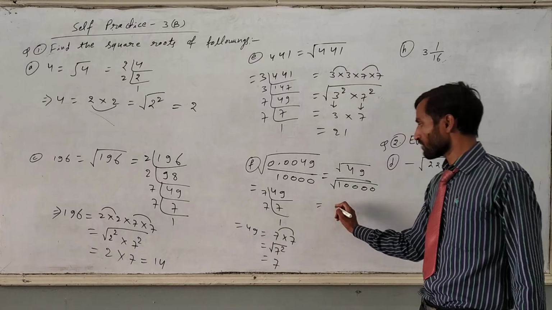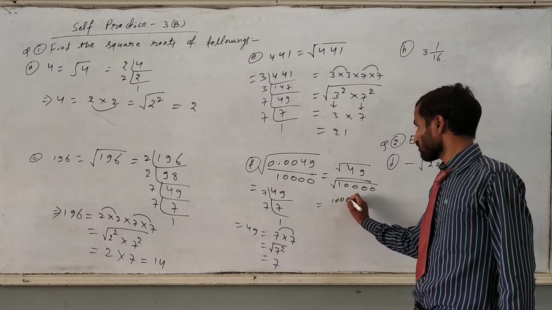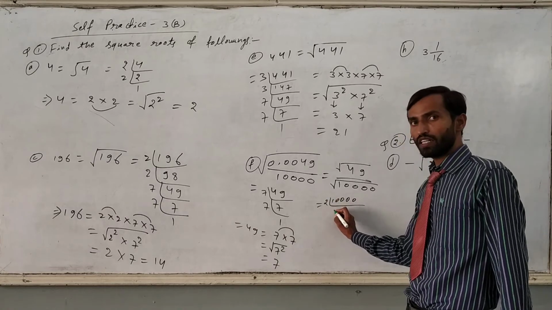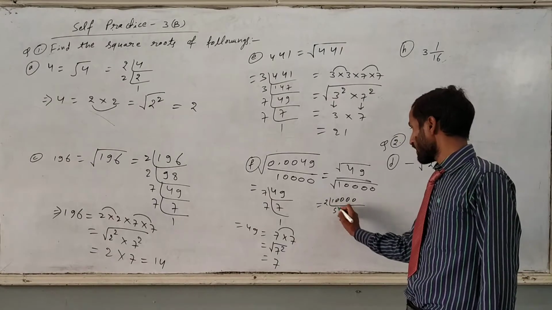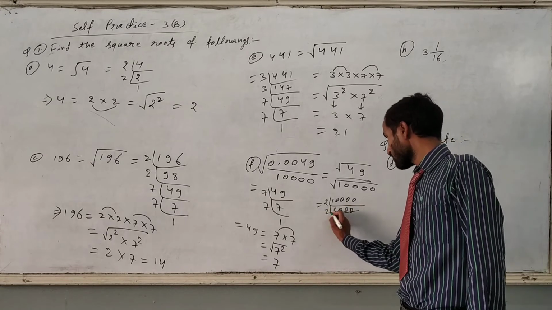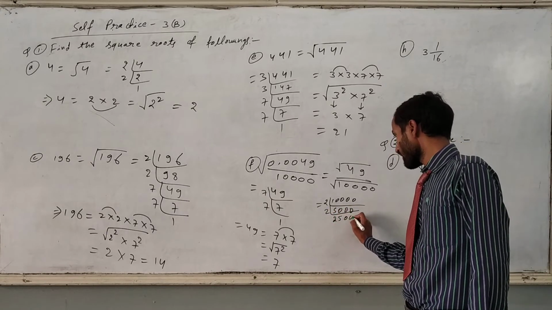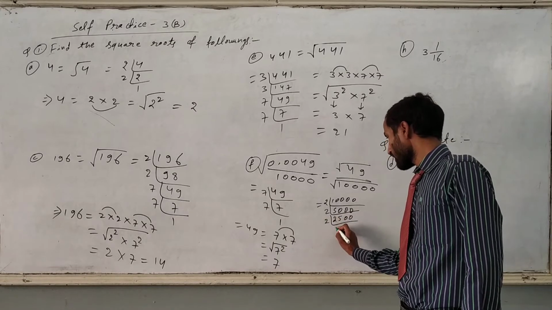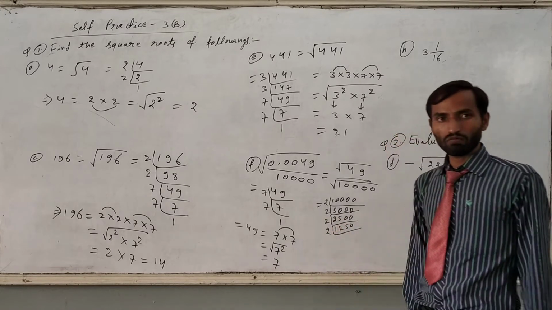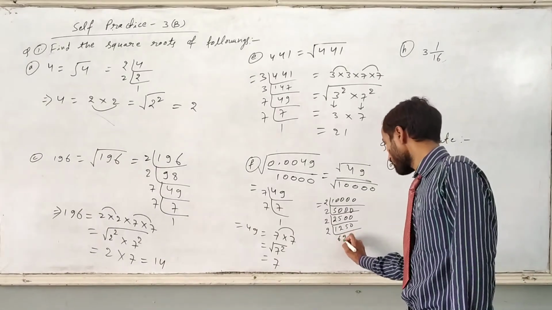So for that you have to factorize 10,000. It is an even number, so just divide by 2. You will divide 10,000 by 2, you will get 5,000. Again you will divide by 2, you will get 2,500, and then divide by 2, you will get 1,250, then divide by 2 because it is an even number, so you will get 625.